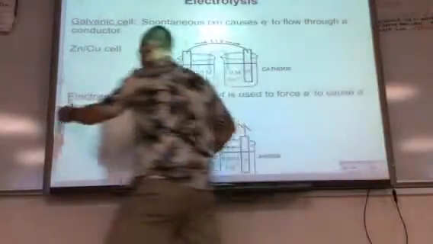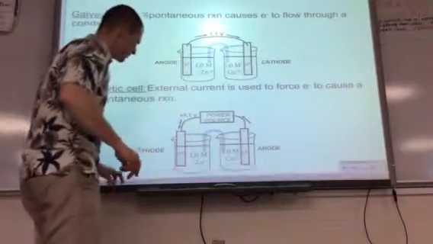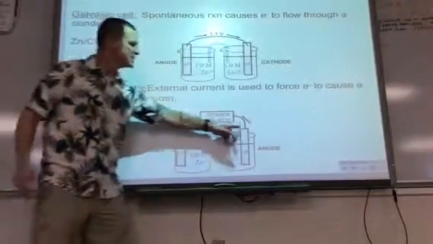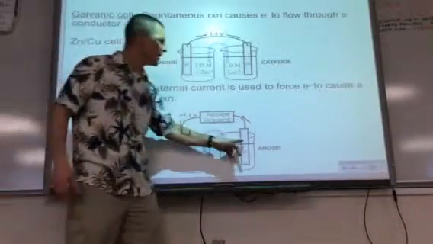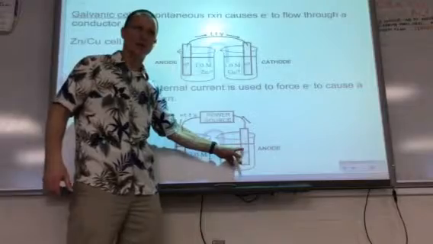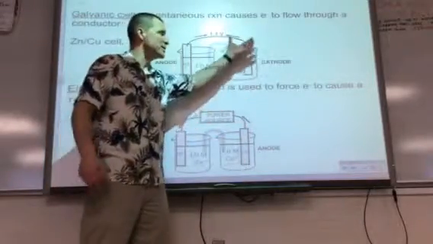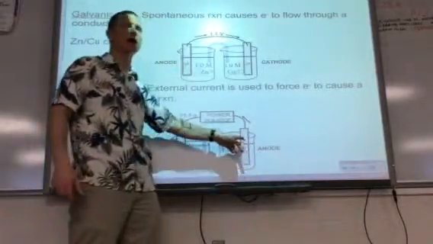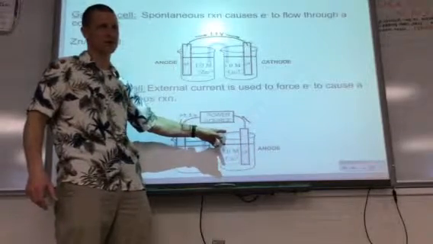Now, let's see, I'll move this up a little bit. Since the electrons are going the other way, that makes this side the anode. This side that was originally the cathode receiving electrons, now the power supply is causing us to give up electrons.